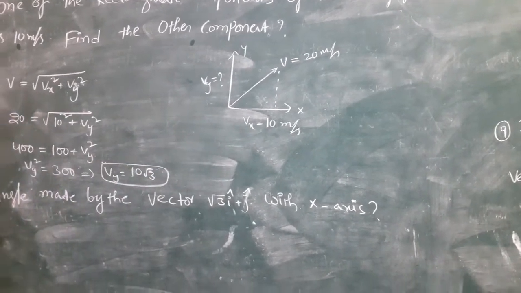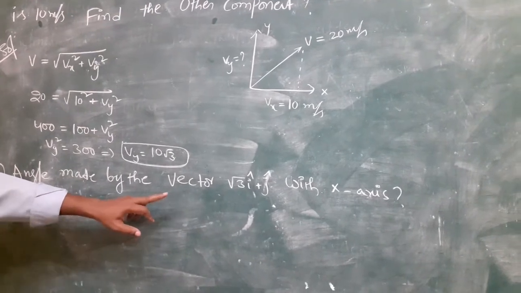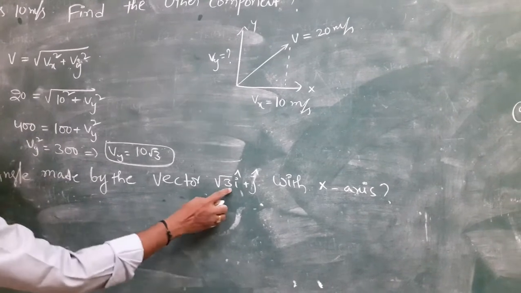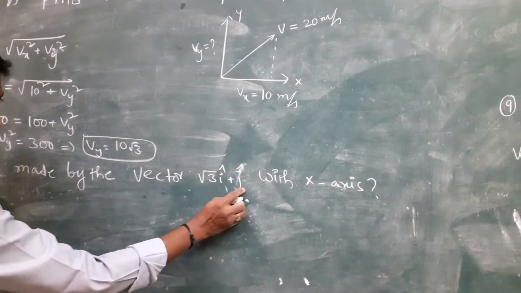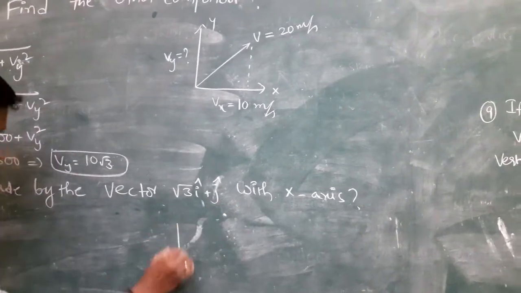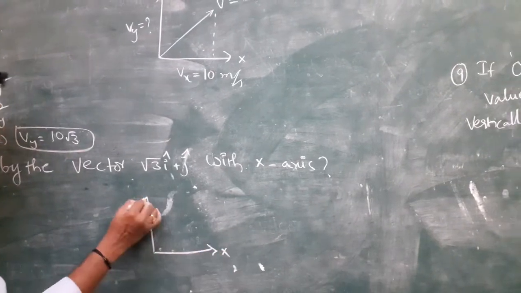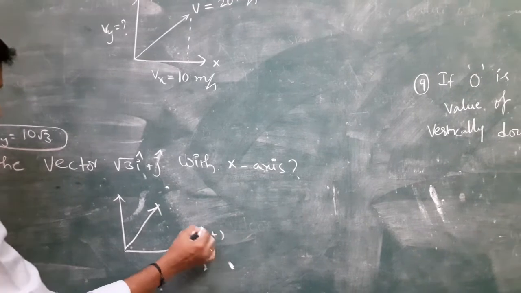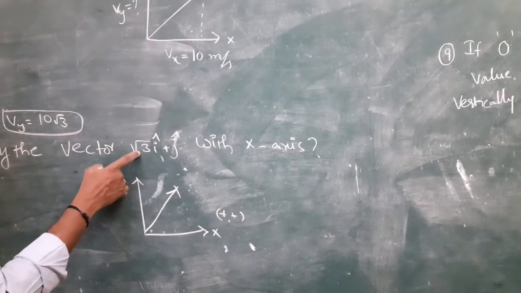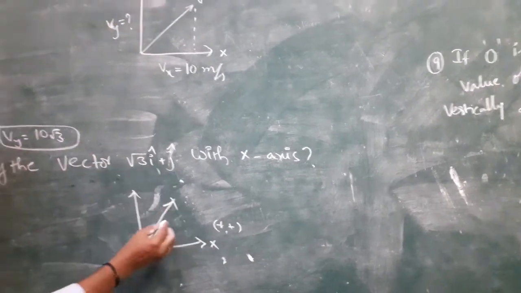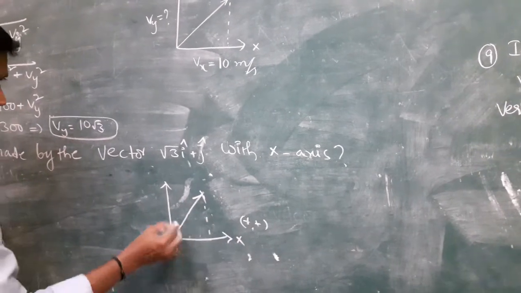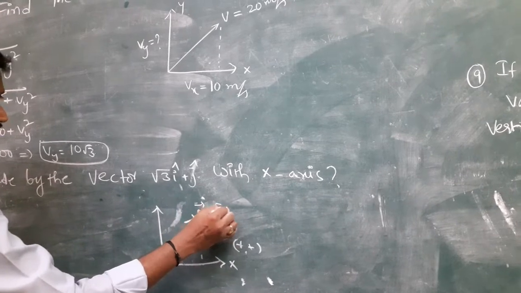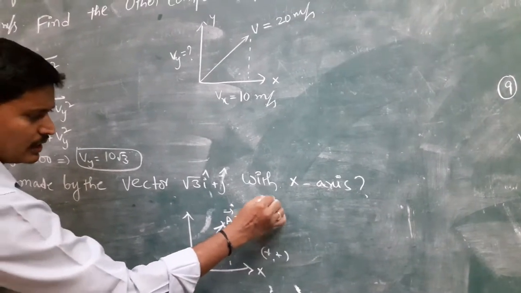Next, find the angle made by the vector root 3 i cap plus j cap with the x axis. So this is the x axis, y axis. Now the angle is in the first quadrant. Why? Because the x component is positive, and the y component is also positive. So therefore, A bar is equal to root 3 i cap plus j cap.